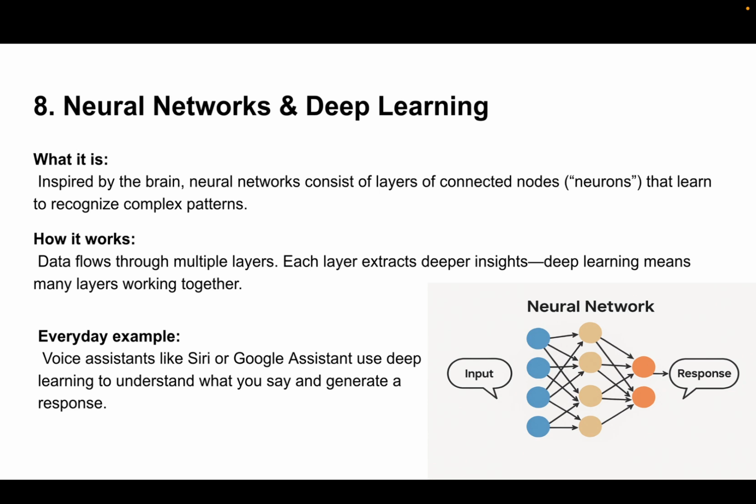Now we have neural networks and deep learning. As you see by the name, neural networks are inspired by the brain. Neural networks consist of layers of connected nodes, which are like the neurons, that learn to recognize complex patterns. How does it work? Data flows through multiple layers. Each layer extracts deeper insights. And deep learning means many layers working together. Everyday example. Voice assistants like Siri or Google Assistant use deep learning to understand what you say and generate a response.